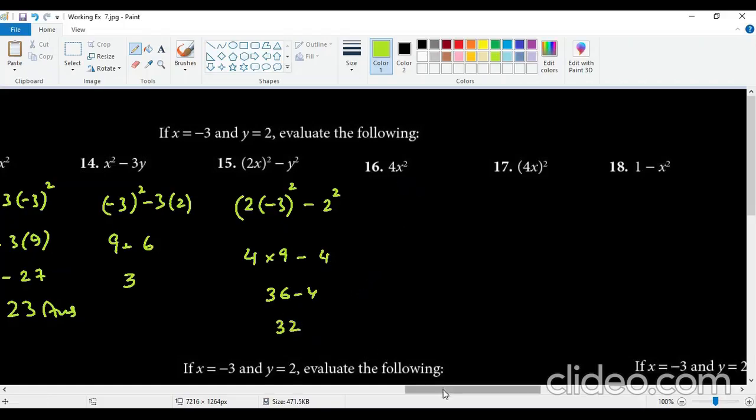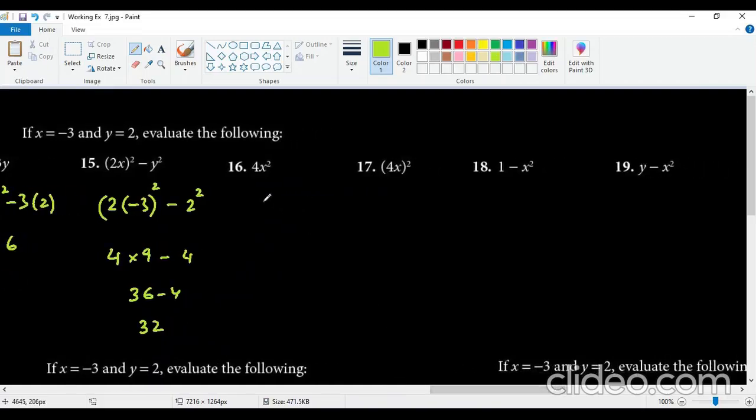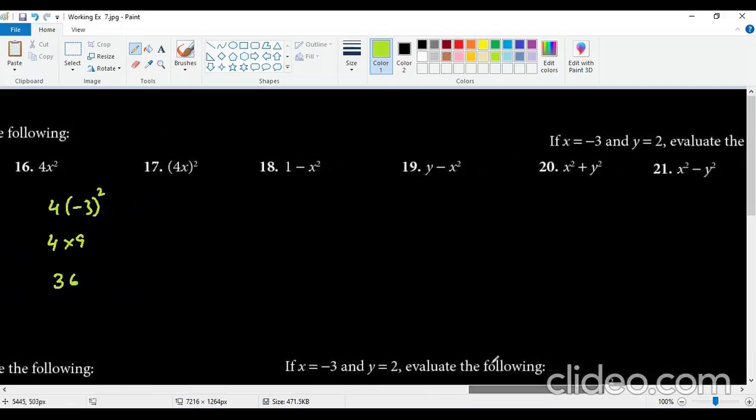Now comes question number 16. 4 is multiplied by the value of x square. That means negative 3 square, 4 times 9, is going to give you a 36. Then comes 4x square. That means 4 times minus 3 square and 4 also square. That means 16 times 9. So 16 times 9 is going to give you a 144 as an answer.